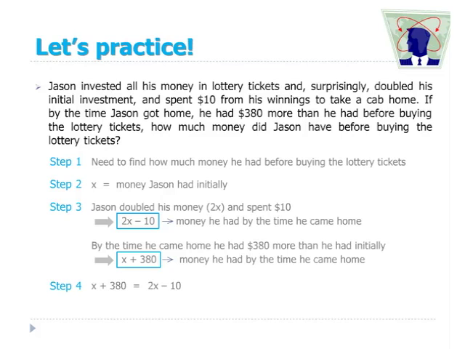Step 4. x plus 380 equals 2x minus 10, so 390 equals x. We can check this answer. If Jason had $390, then he doubled it to $780 and then spent $10. Then he had 780 minus 10 equals $770. If initially he had $390 and when he came home he had $380 more dollars, then he had a total of 380 plus 390 equals 770. Since 390 works for both statements in the question, it is the correct answer.